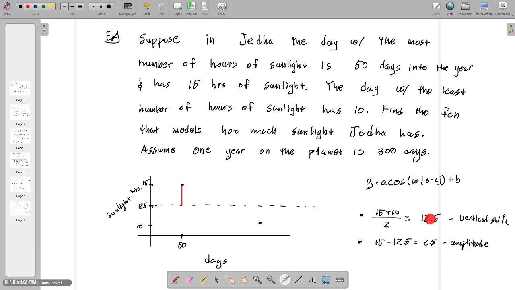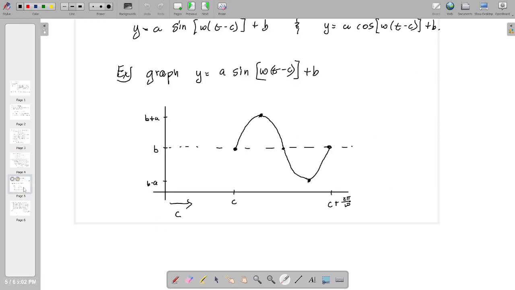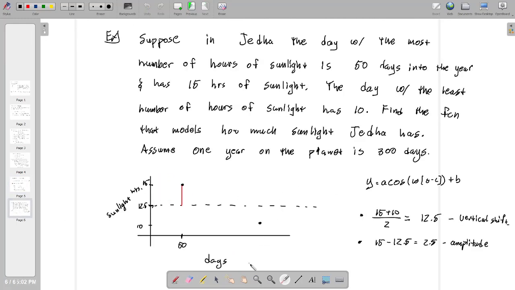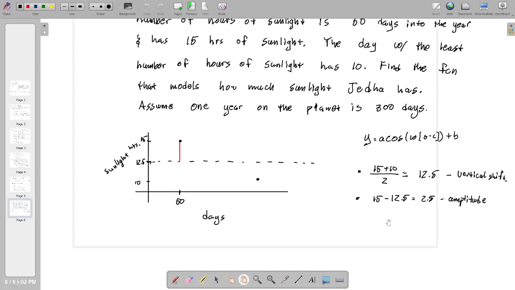And we get the 12.5, as I said before, as the midpoint between the max and the min value. That should also make sense here. Exactly between b plus a and b minus a. Right. So now we have our amplitude and we have a vertical shift. We need to find our horizontal shift. And that's going to be from t equals 0 to 50.